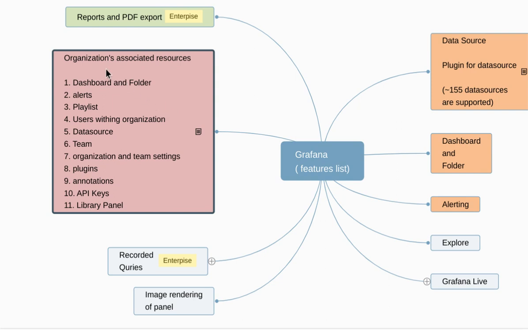Usually, organization is a concept within Grafana. Say, for example, if you go with Google Cloud Platform, GCP, there everything will be under an organization. Within that organization there will be projects. Similarly here, within Grafana, there is a concept called organization. And the first thing we have to do is create the organization.